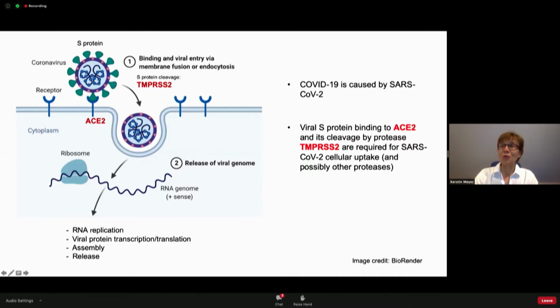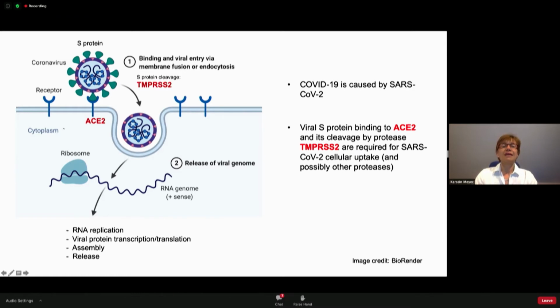As I'm sure you're also all aware, COVID-19 is caused by the SARS coronavirus 2. And by now we do know quite a lot about this virus. It is covered by an S, or spike, protein on the surface of the virus, and that spike protein binds the cellular receptor ACE2. In order for the virus to be internalized, the S protein needs to be cleaved by a protease, and TMPRSS2 is one of those proteases. Once it's internalized into the cell, the viral genome is released, and you can then get viral replication.